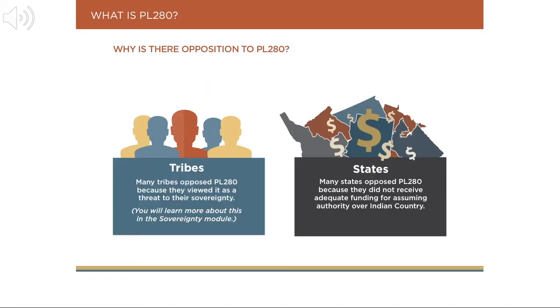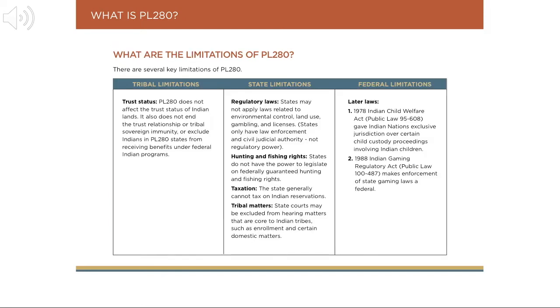There has been opposition to PL280 from both tribes and states. Many tribes opposed PL280 because they viewed it as a threat to their sovereignty. You will learn more about this in the sovereignty module to follow. Many states opposed PL280 because they did not receive adequate funding for assuming authority over Indian country. It is also important to understand that PL280 does have several limitations that are relevant for each level of government.